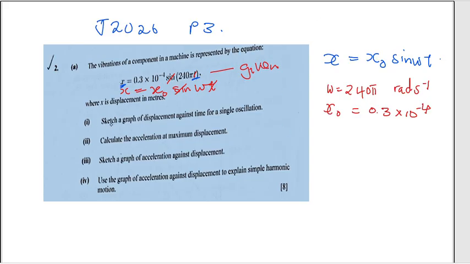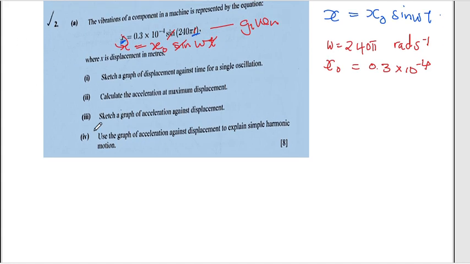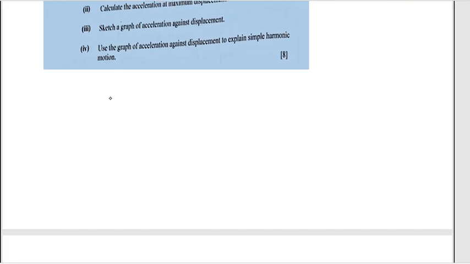So our first question is to sketch a graph of displacement against time. The relationship between displacement and time is given by the equation. The first thing you need to recognize is that the graph is a sine function, because there is sine there. So you are simply drawing the graph of sine.